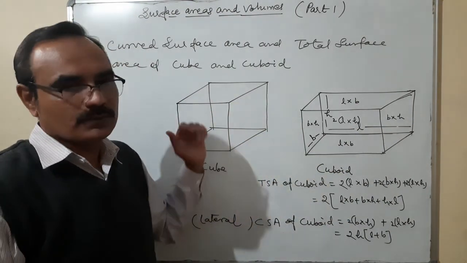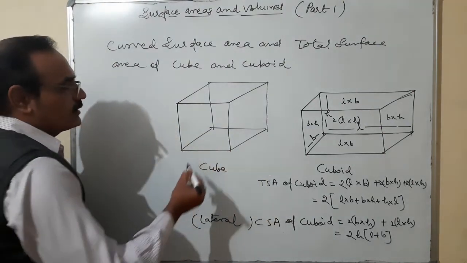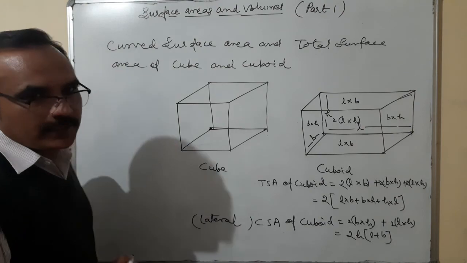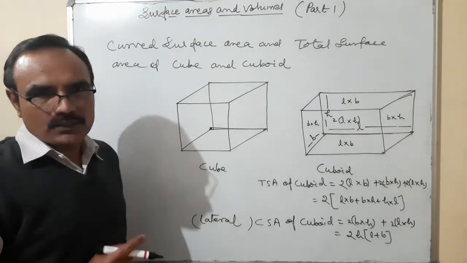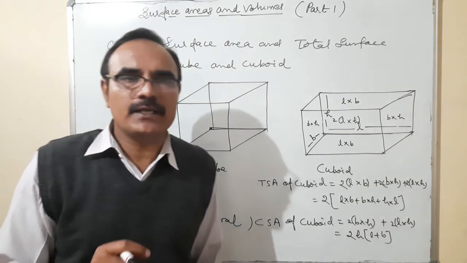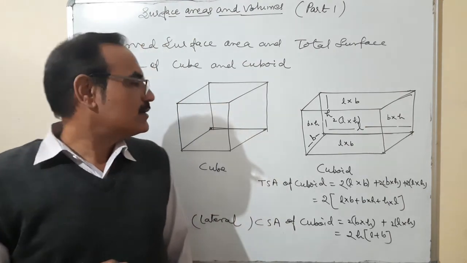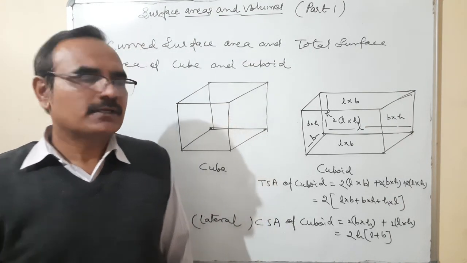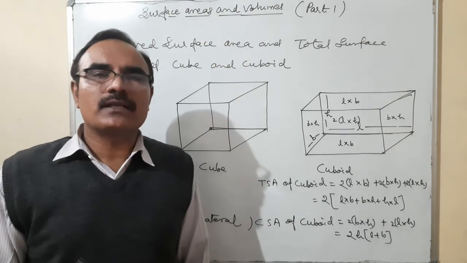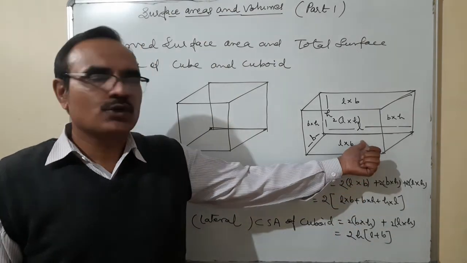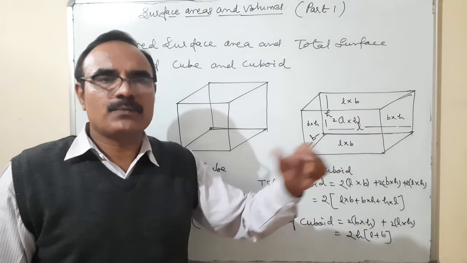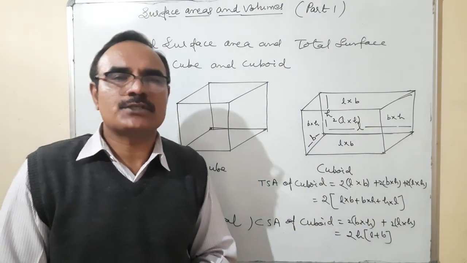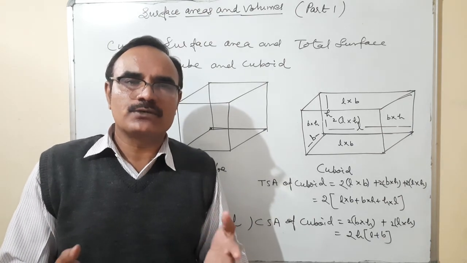Now coming to the cube. I think its formula is easier than the cuboid. Here also the same situation, so what is the similarity and what is the dissimilarity? Similarity: they both have 6 faces. Dissimilarity: in the cuboid, the faces are in the shape of rectangles, while in the cube, the faces are squares. And the area of a square is equal to side into side.